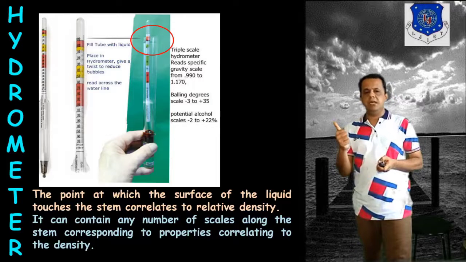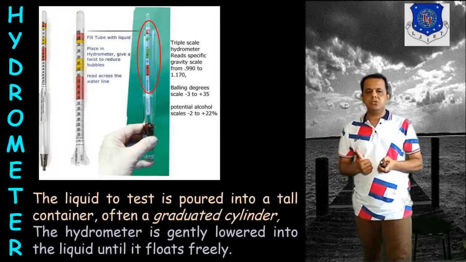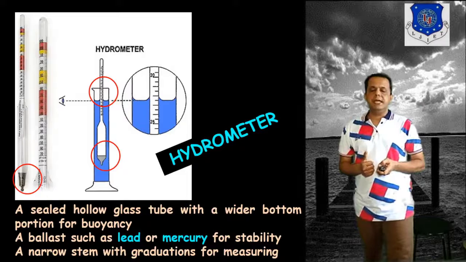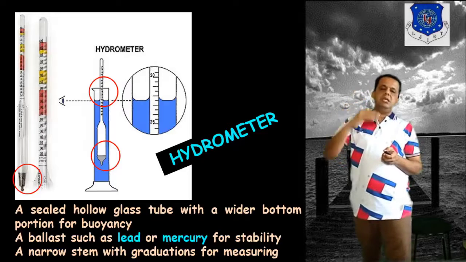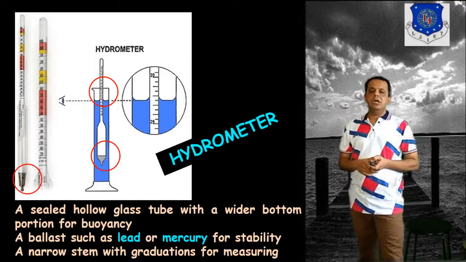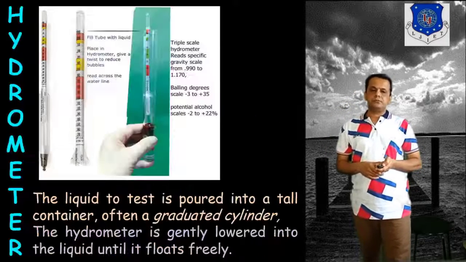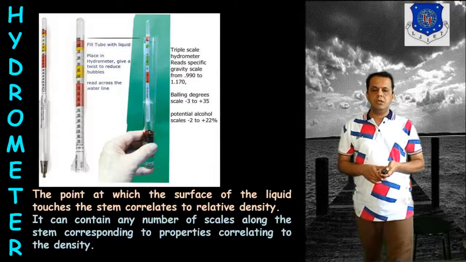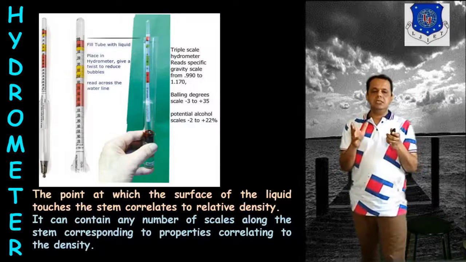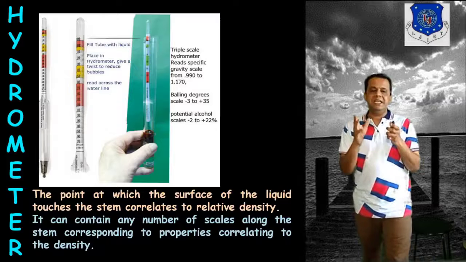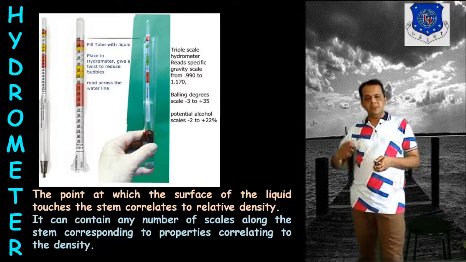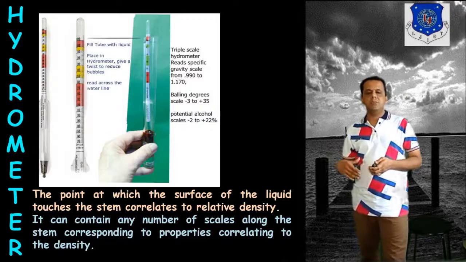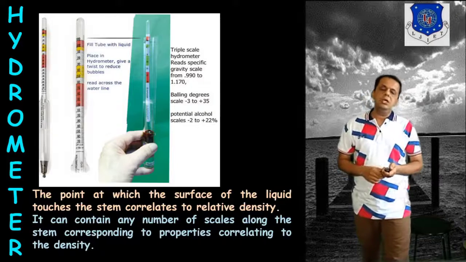Let me go to the previous slide where I will show that idea. Here you see a human eye is shown to detect the liquid which is stable at a certain level of the hydrometer scale. So this point will indicate the relative density, and as I said, it contains a few other scales, the properties correlating to density.